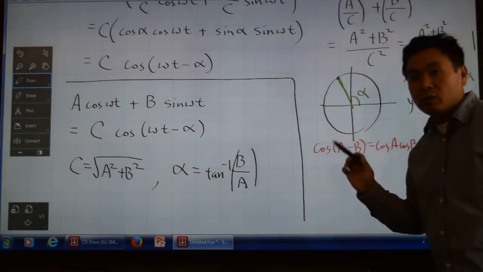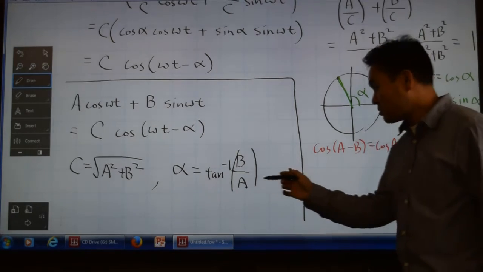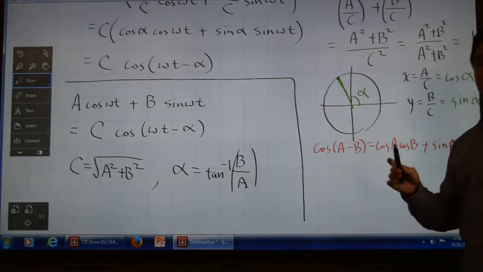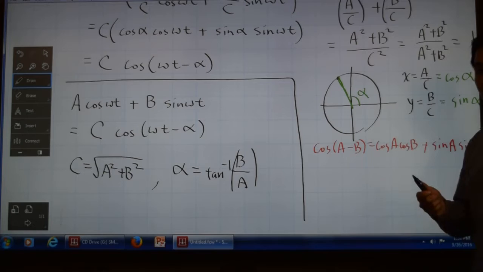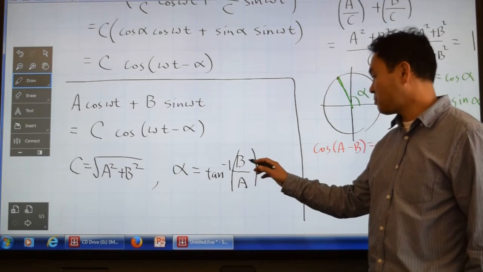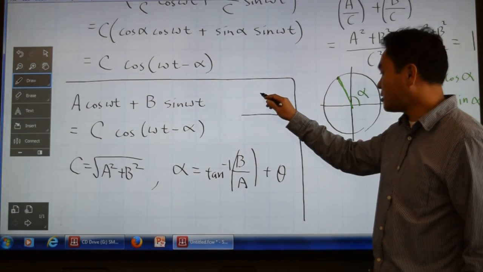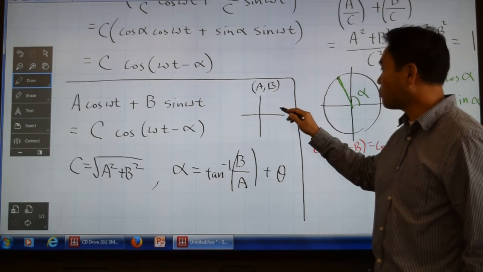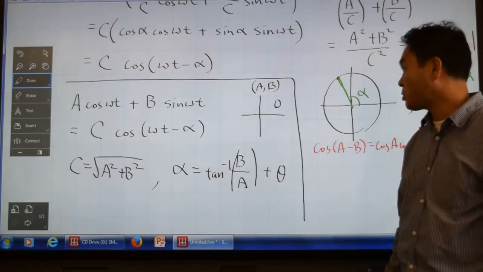However, the tangent inverse only produces values between negative pi over 2 to positive pi over 2. And often that's not what you want. You want to produce an angle between 0 to 2 pi or negative pi to positive pi, depending on your convention. Okay? So your alpha should be tan inverse of b over a plus some extra angle theta, and that angle theta depends on where this a comma b falls in. So if your a comma b is over in the first quadrant, you don't have to add anything. The tangent inverse works perfectly.